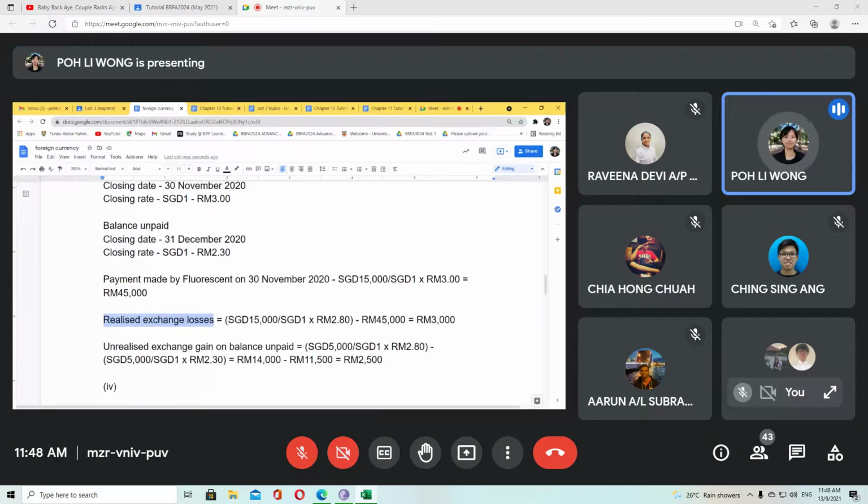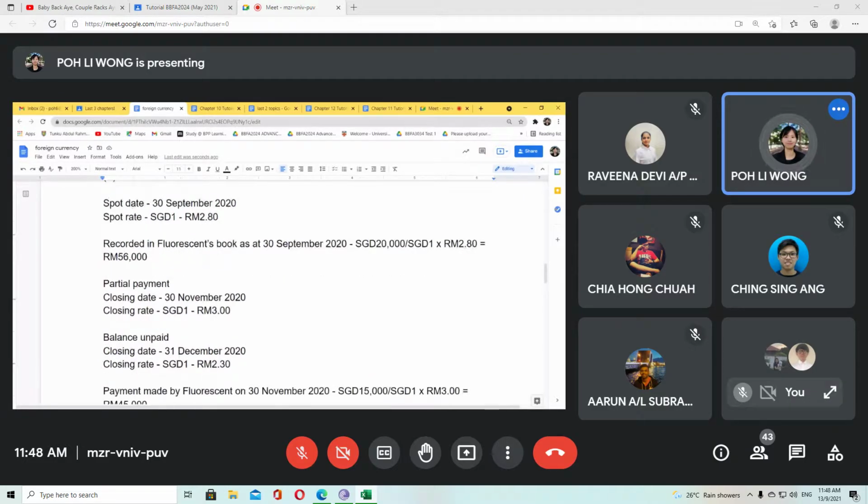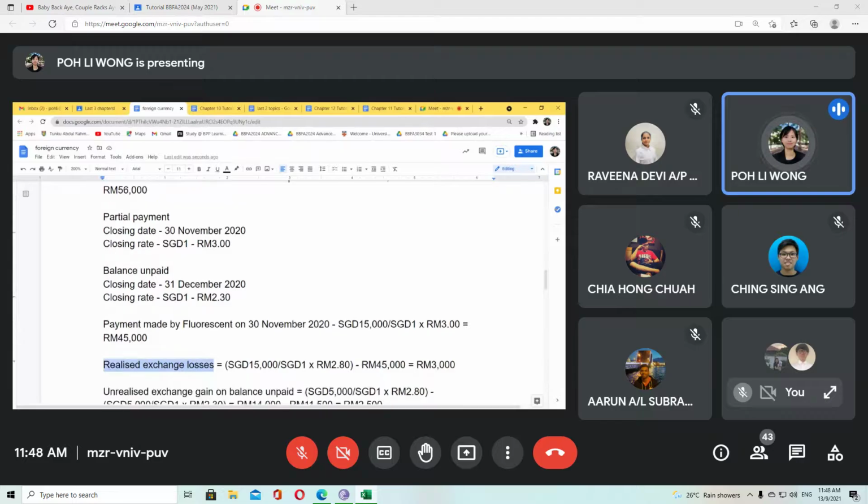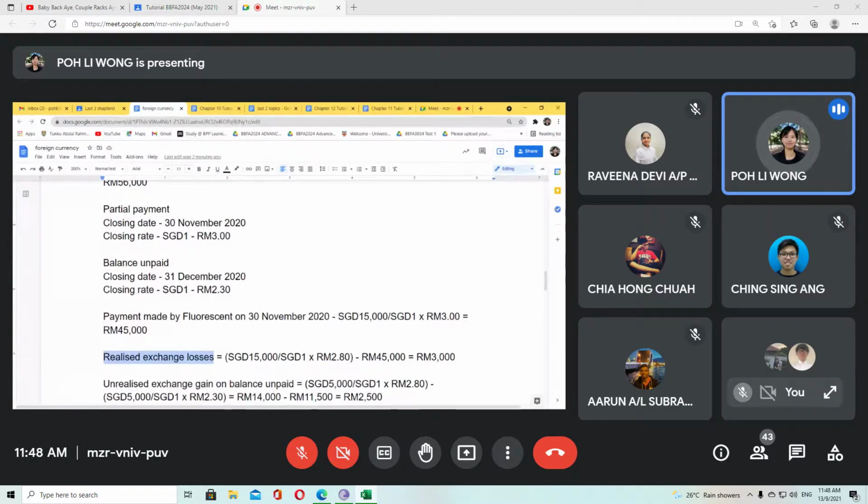So according to the question, we have recorded 20,000. Okay, so it's 56,000. But out of this 56,000, what is the portion for 15,000? We have to calculate one more time. So 15,000 times 2 ringgit 80 cents minus 45,000. So it's actually a loss making. Okay, we lost 3,000 ringgit. And we have a balance of 5,000 ringgit that remains unpaid.